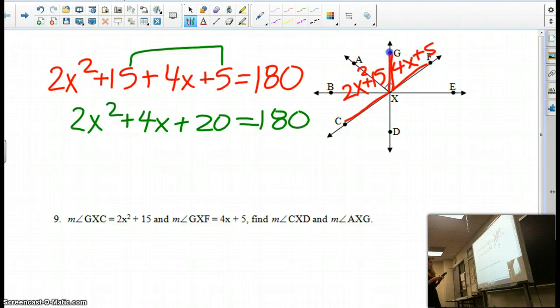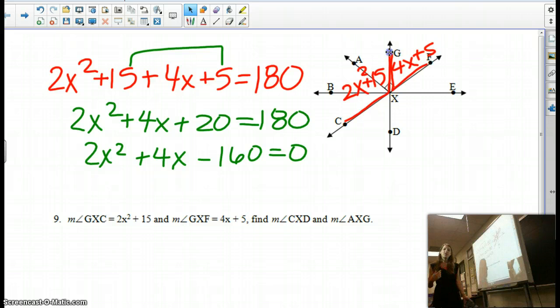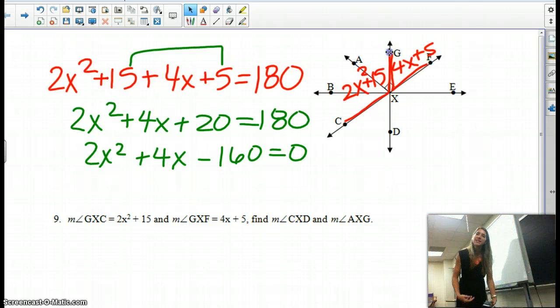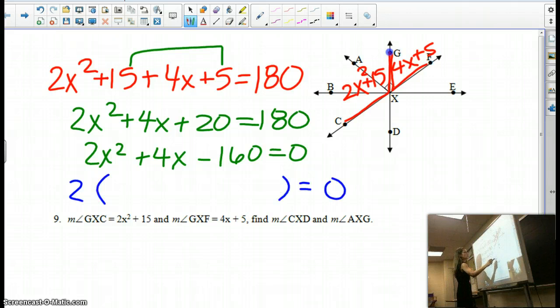Now I'm going to bring the 180 over. So I'm going to subtract 180 from both sides. 2x squared plus 4x minus 160 equals 0. And you might be thinking to yourself, oh man, I've got to factor this and it has a leading coefficient. That's tough. But if you notice, every term has a 2 in it. Every term is divisible by 2. So guess what? You can just divide a 2 out of everything. So let's pull a 2 out. We are pulling a 2 out of everything. That leaves us with x squared plus 2x minus 80 equals 0.